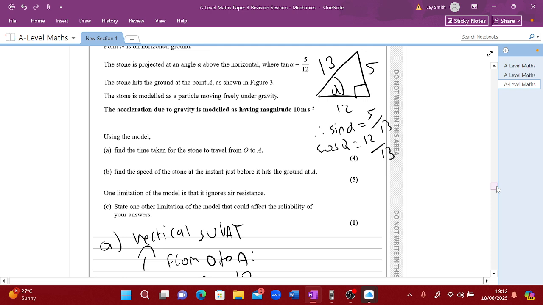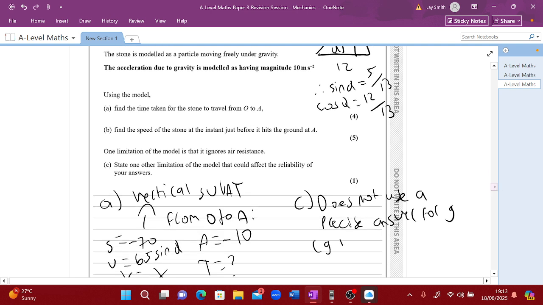It says one limitation of the model is that it ignores air resistance. State another limitation. I went over this in the other mechanics paper, but there's a whole list of stock answers you can remember. So the common one is that the limitation could affect the reliability: it does not use a precise answer for g. That means because g was rounded to 10, wasn't it? So that's the stock answer. Imprecise value of g.